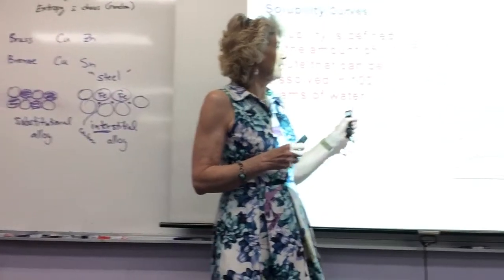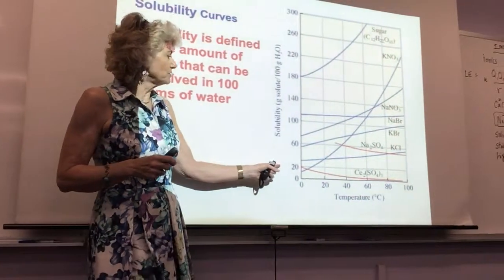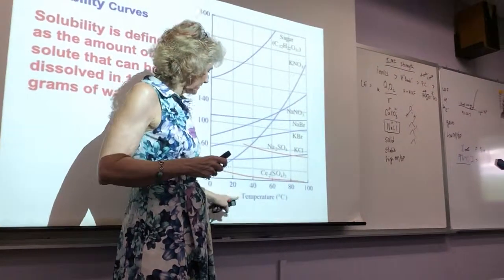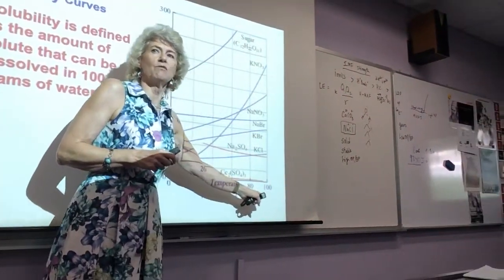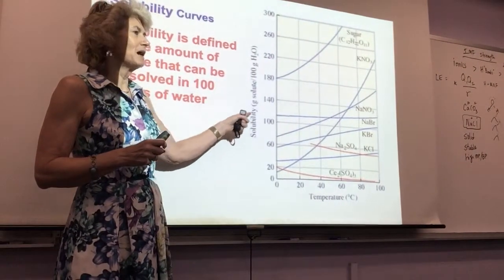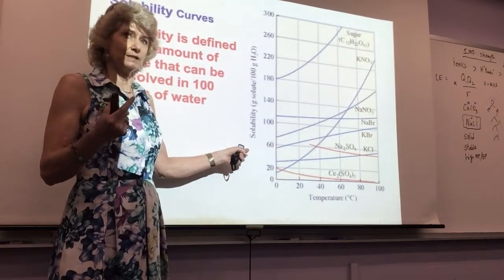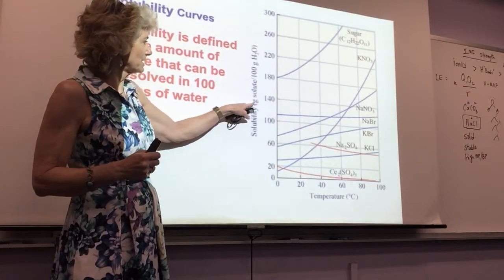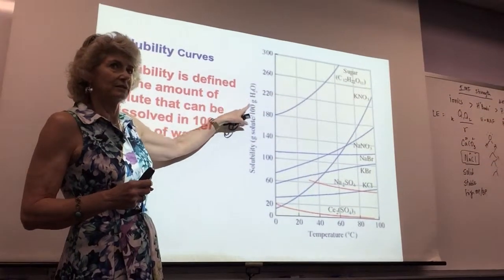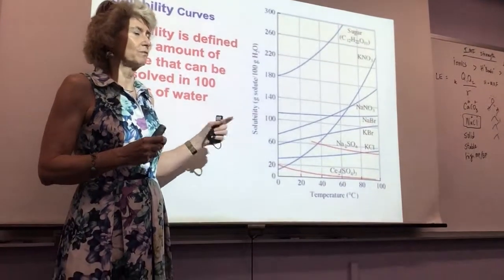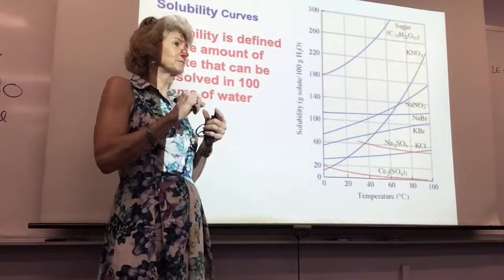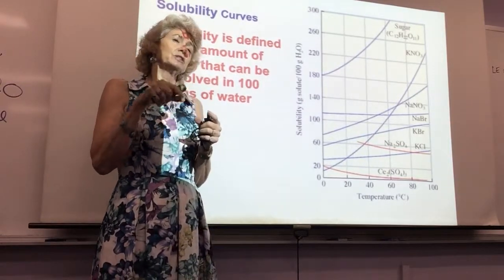Let's look at what the general trend is when you put some grams of different stuff into different temperatures of water. That amount of stuff is called the solubility, and its units are grams of the solute in 100 grams of water. 100 grams of water is 100 mils, not much water. How many grams can you put in before the solution is saturated?